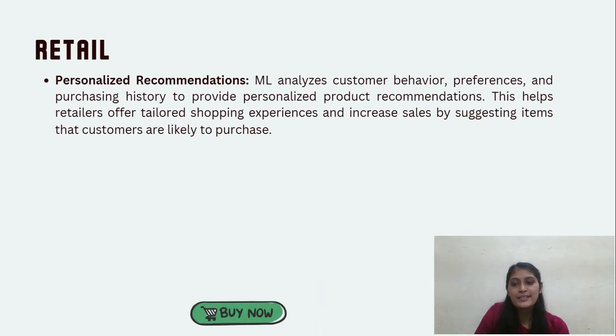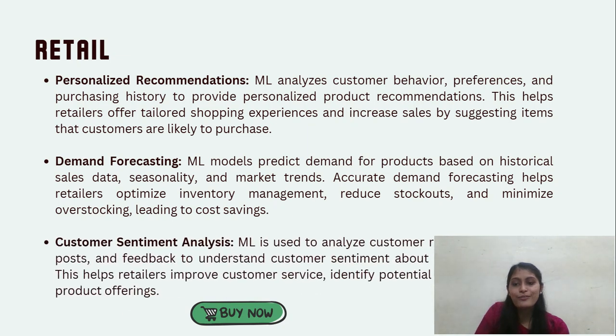Then we have the next application of machine learning, in retail. So the first one is personalized recommendation. ML analyzes customer behavior, preferences and purchasing history to provide personalized product recommendations. We know that if a person's past history shows that he has purchased more clothing items, then the recommendation system is going to show more clothing related products.